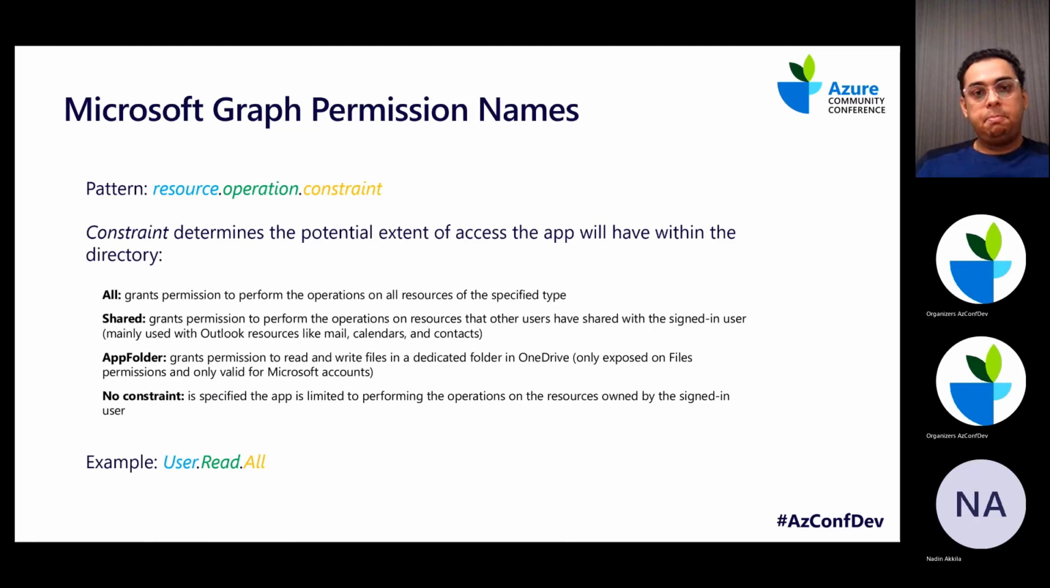Okay, permission names. What is the syntax for the permission names? User.read, user.read.all. So user is the resource, read is the operation, and all is the constraint. What does that constraint mean? Constraint means what is the potential extent of the access the app will have. For instance, am I reading all users' profiles, or am I just reading my profile? No constraint is essentially limiting it so it's performing the operations only as the signed-in user.